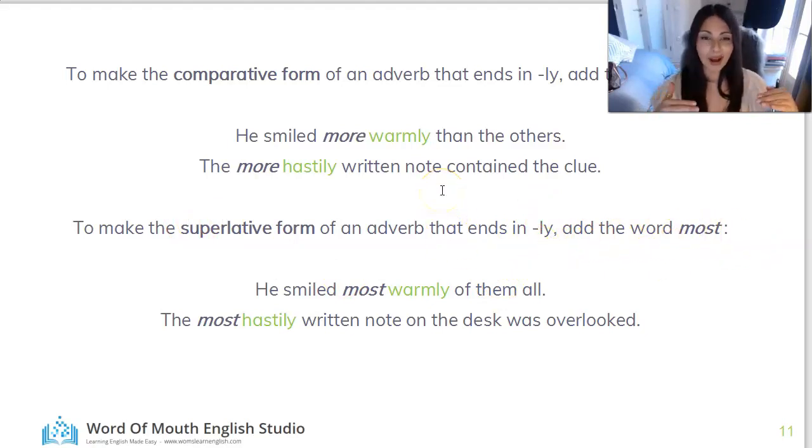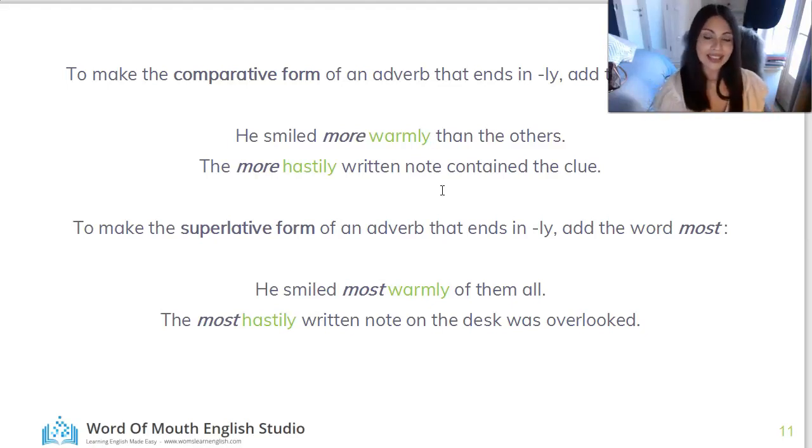He smiled more warmly than the others. What does this mean? It means the others smiled. They might have been smiling, but not as warmly as he did. So he had a more genuine, friendly smile. The more hastily written note contained the clue. So hastily, but even more hastily than other notes.